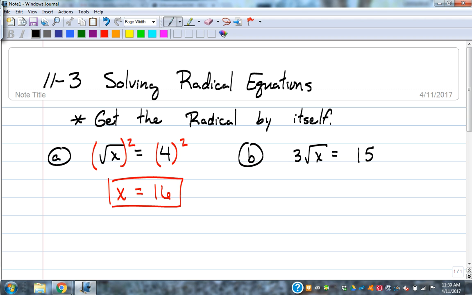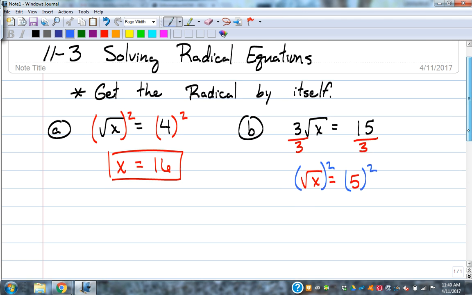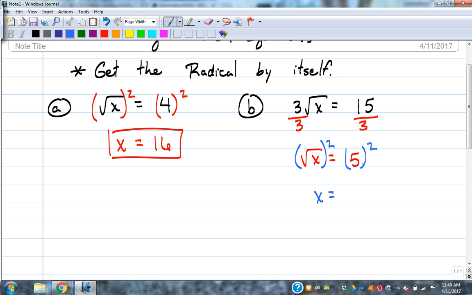All right. So example B, is the radical by itself? No, it's got the 3 on the front. That's 3 times the square root of x. So how do we get rid of the 3? Divide by 3 first. 15 divided by 3 is 5. Now the radical, the square root, is by itself. The opposite of taking the square root is squaring both sides. So far, so easy. On the left side, the square root goes away, so we've got x, and on this side, 5 squared is.